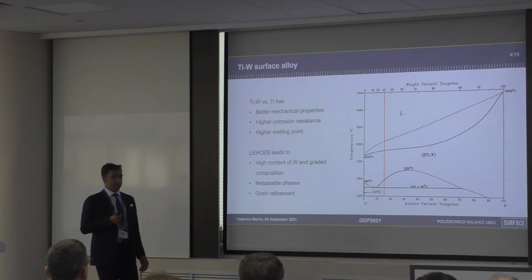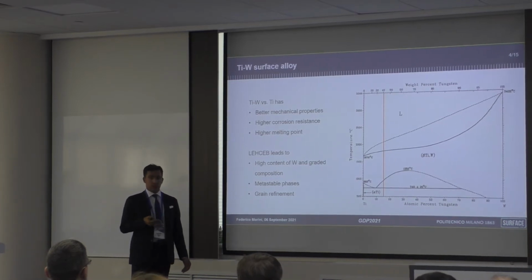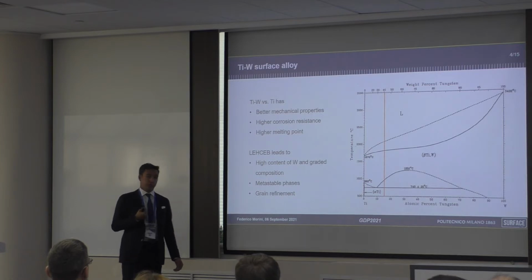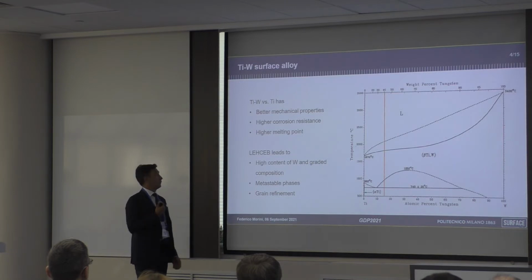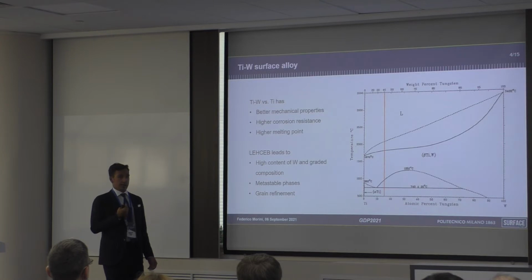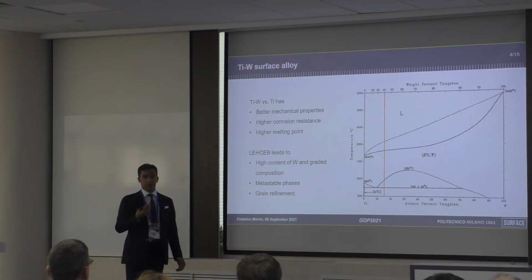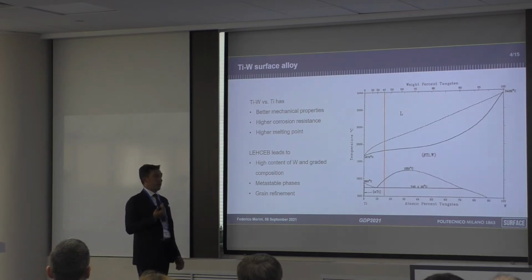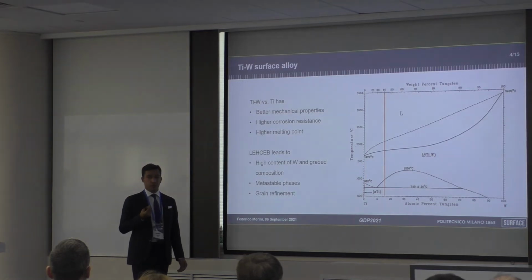We choose to study titanium tungsten alloys because from literature it shows very interesting properties in terms of mechanical behavior and also other things. In particular, from literature we noticed that tungsten could bring to titanium better mechanical properties and also better corrosion resistance and also a higher melting point. This is concerning the bulk materials, so the bulk alloy. We wanted to focus on the surface alloys just to have these properties on the top of our samples.